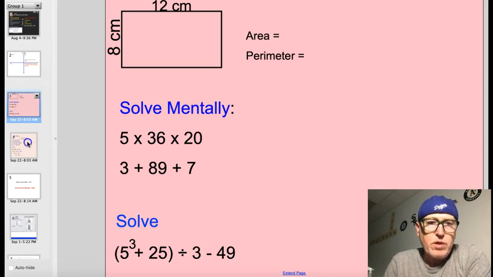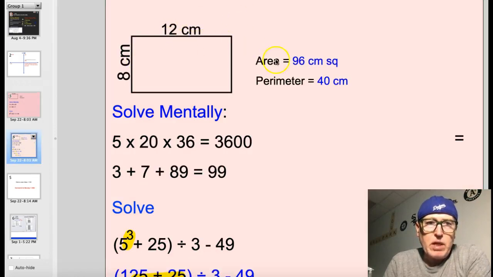All right, let's run through these problems. Well, the area is simply going to be 96 centimeters squared. Just multiply 8 times 12. The perimeter, 8 plus 12 plus 8 plus 12. Well, 8 plus 12 is 20. If you double that, you're going to have a perimeter of 40.